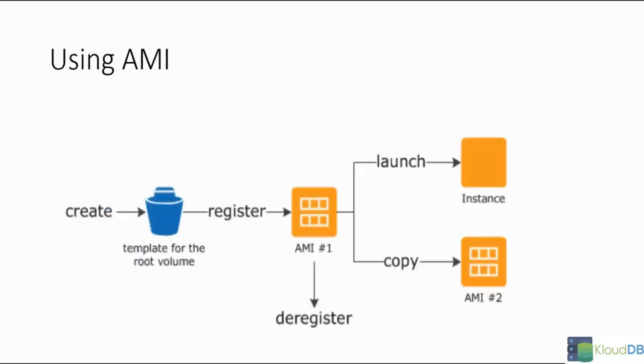So how do you use an AMI? What is the life cycle of an AMI? Once you create an AMI, you need to register it. After registering it, you can use it to launch instances, or you can copy the AMI to make a version of it. You can also deregister an AMI if you no longer need it, or if you no longer use it. So after several months of usage, if you no longer use it, you can deregister the AMI. These are the various phases of the AMI life cycle.